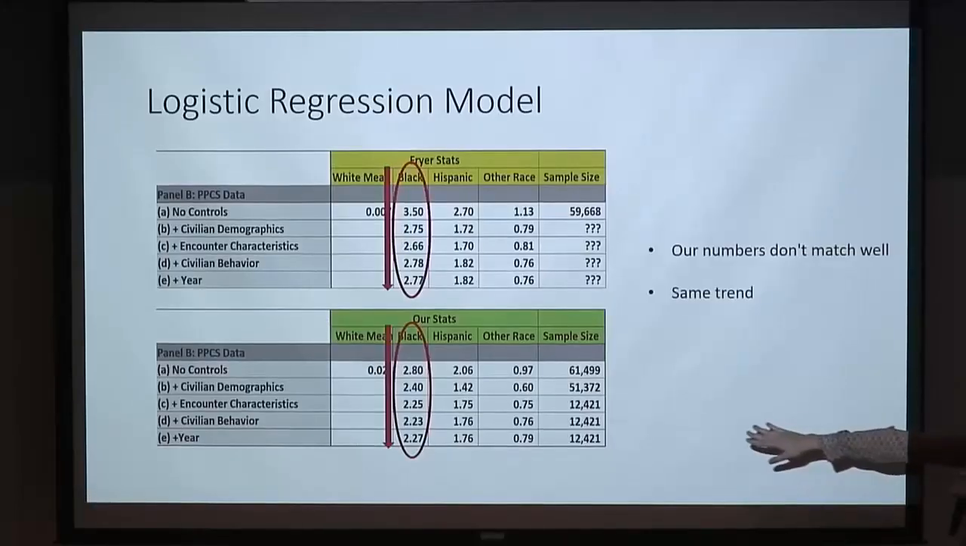But if we take a look to the side where we show the sample size, Friar started off with about 59,000. We're not sure if that was with no controls or with full controls. But when we ran our model, we started off with about 60,000. And when we got to encounter characteristics, we have a quarter of the data left. So overall, the numbers don't really match.